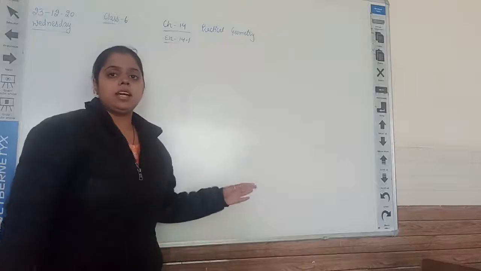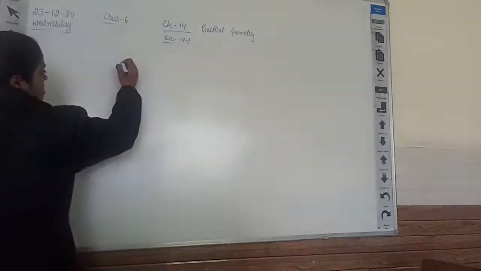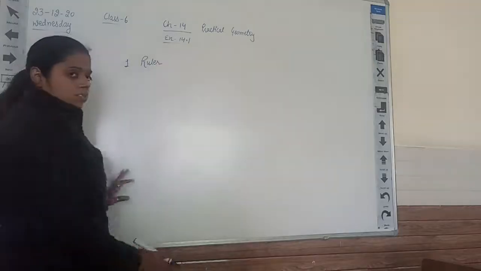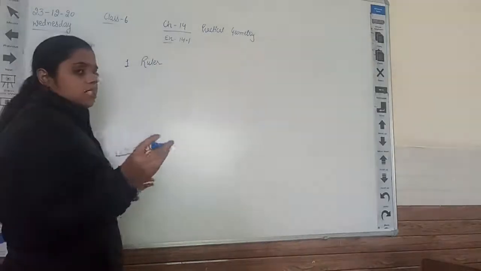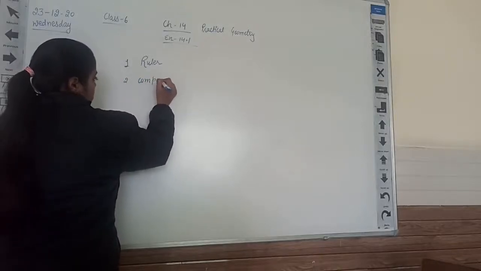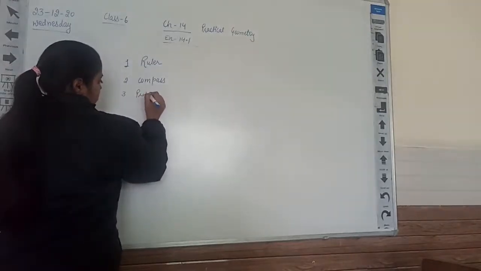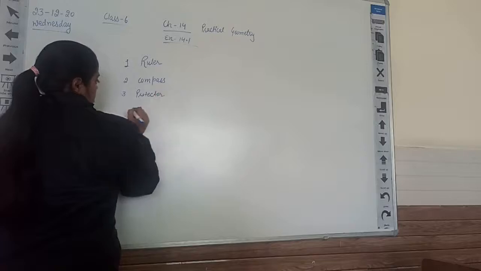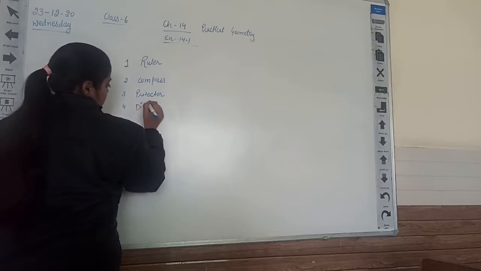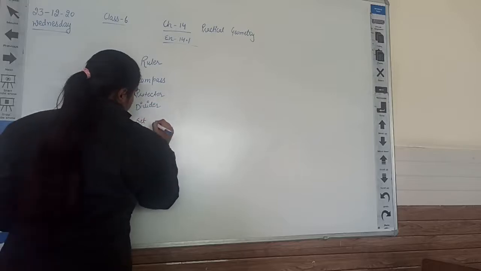As yesterday I told you, the instruments which we use in practical geometry are, first, the ruler, which you call the scale. Second one, compass. Third one, protractor. Fourth one, divider, and fifth one is the set square.